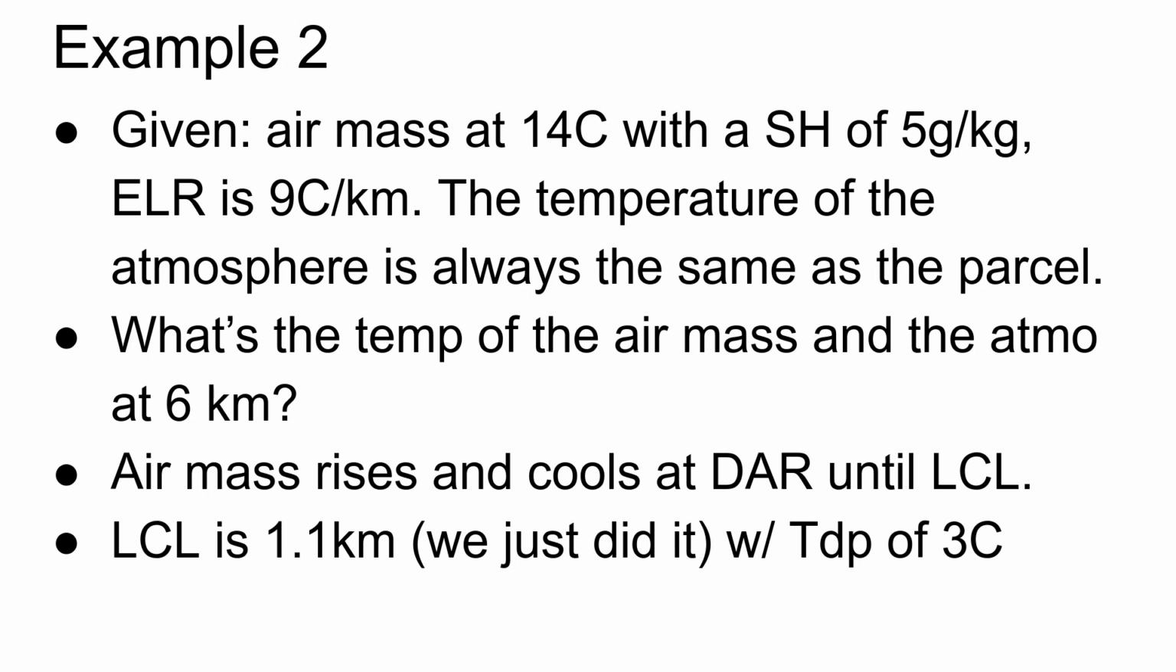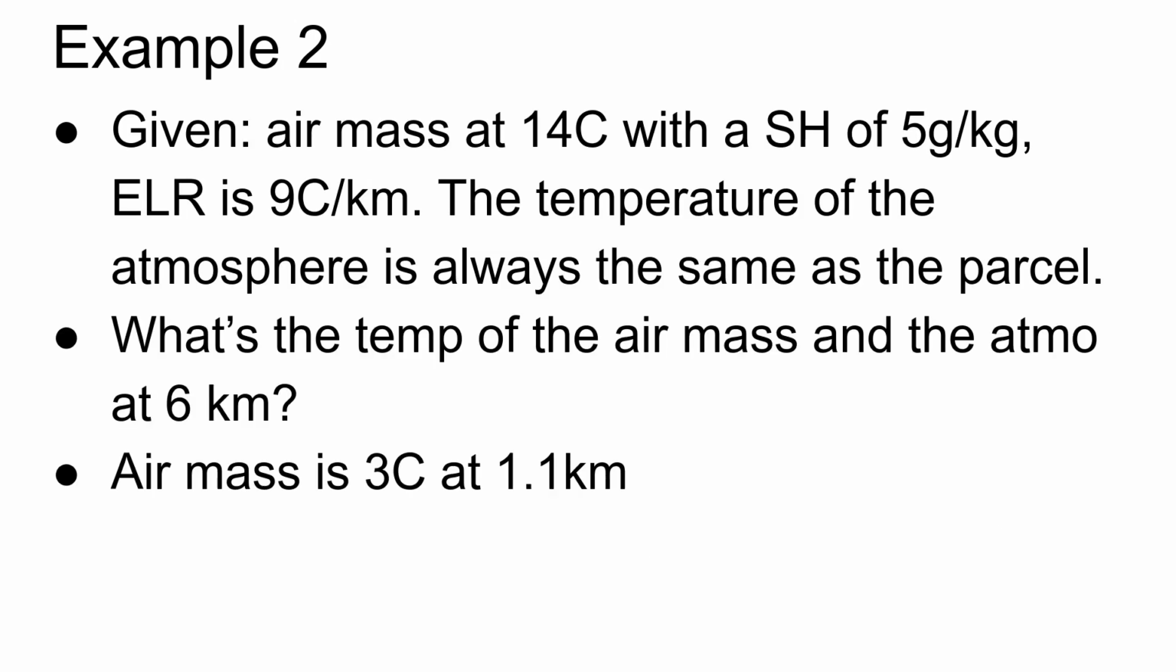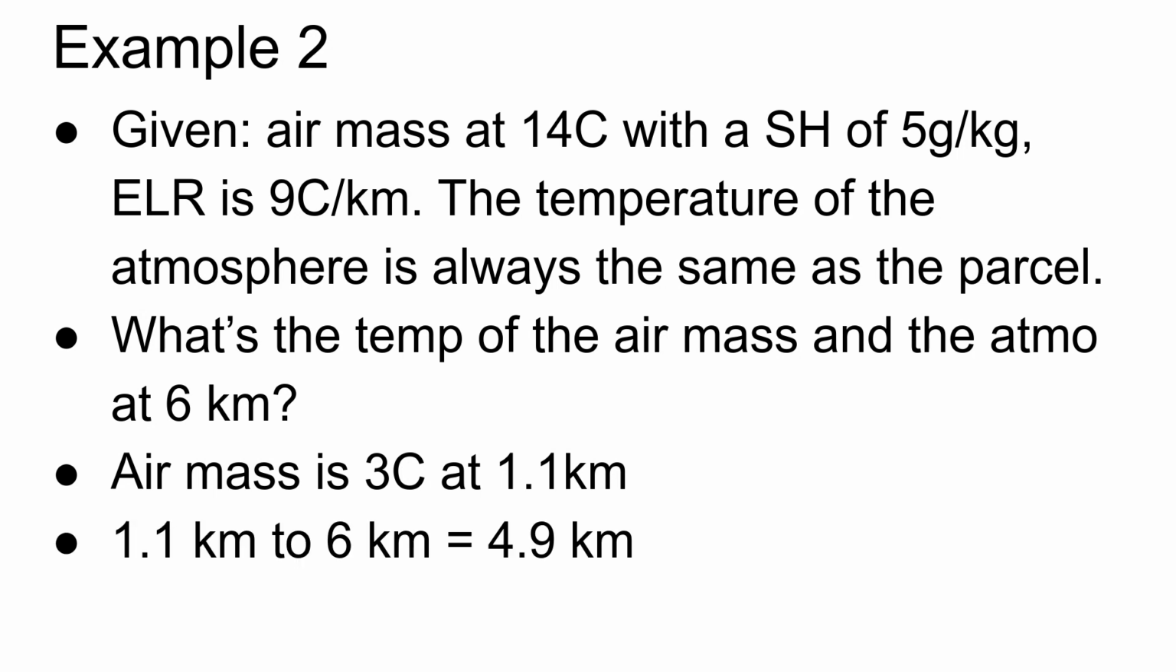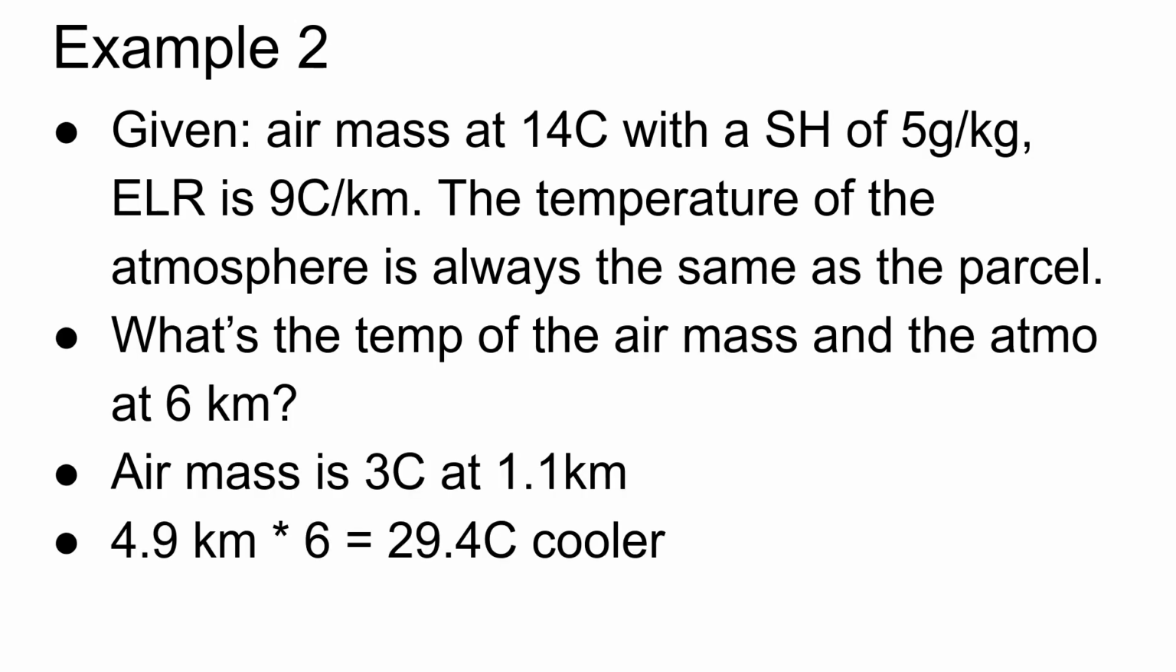So the lifting condensation level we just figured out was 1.1 kilometers. The temperature there is 3 Celsius. So the temperature of the air mass at 1.1 kilometers is 3 Celsius. Now it's going to go from 1.1 to 6 kilometers, right? 4.9 kilometers cooling at the moist rate of 6. So we just go 4.9 times 6 is 29.4 colder than its temperature at 1.1 kilometers, which is 3 Celsius. So 3 Celsius minus 29.4 Celsius is negative 26.4 Celsius.